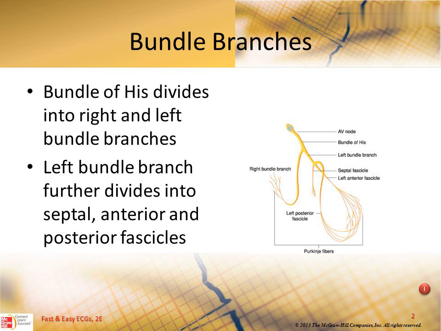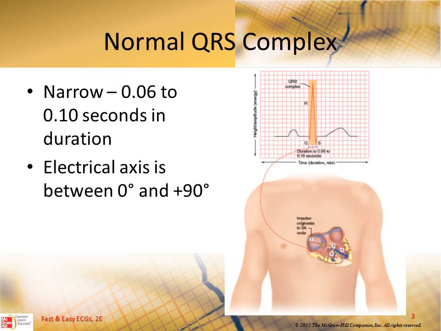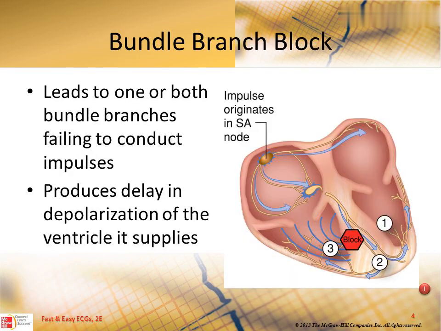Normal QRS complex: narrow, 0.06 to 0.10 seconds in duration. Electrical axis is between 0 degrees and plus 90 degrees. Bundle branch block leads to one or both bundle branches failing to conduct impulses. Produces delay in depolarization of the ventricle it supplies.